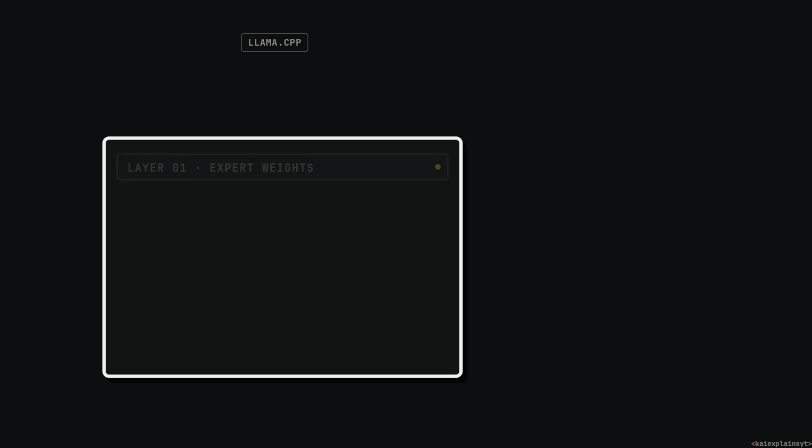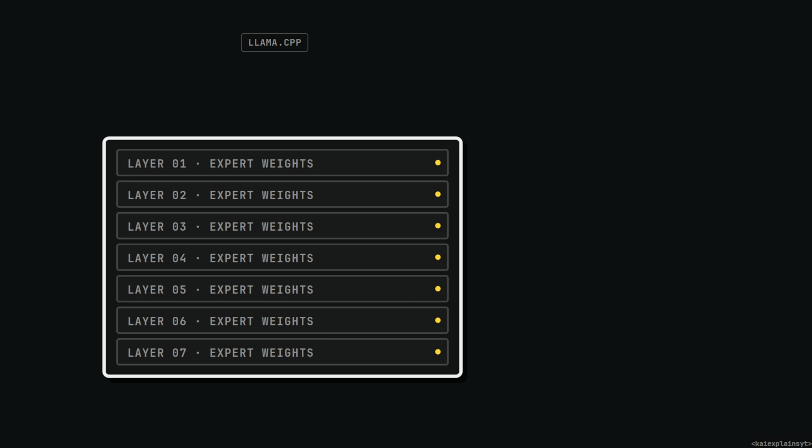Llama.cpp has had a reasonable answer for a long time. It's the engine underneath Ollama and LM Studio, and most of the local tooling people actually run, and its answer is a configuration flag.